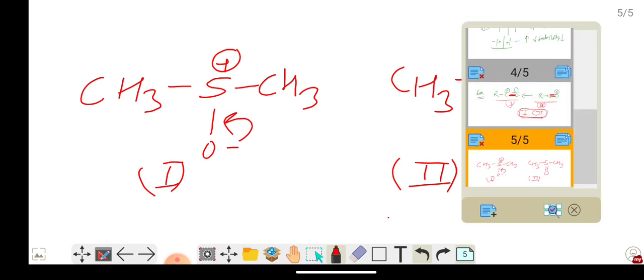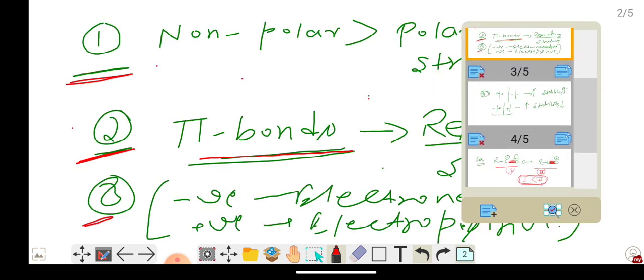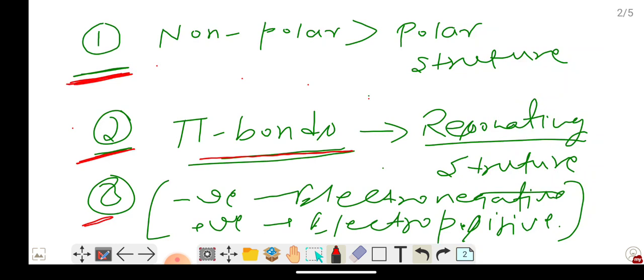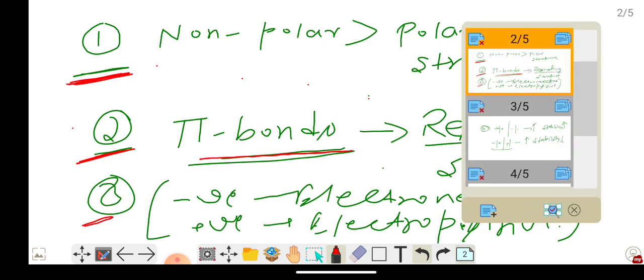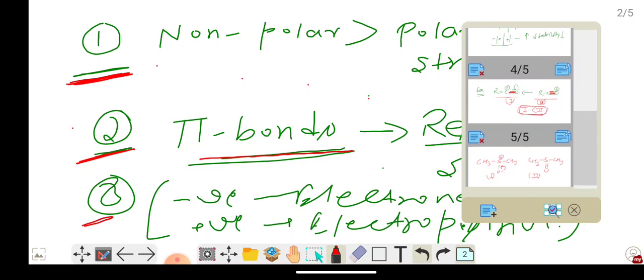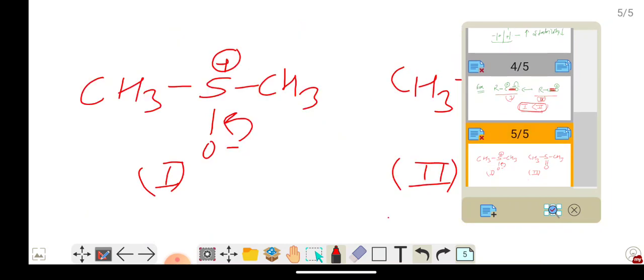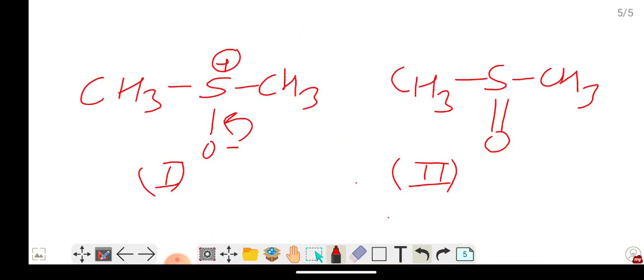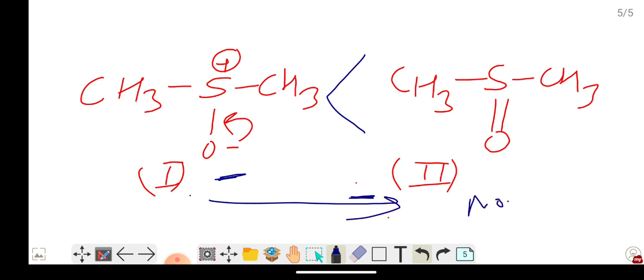Now to determine the stability, we apply the rules. Firstly, check whether any resonating structure is non-polar or not. We see that the second resonating structure is non-polar. This is polar and this is non-polar, so this is more stable. We know that non-polar is more stable than the polar.